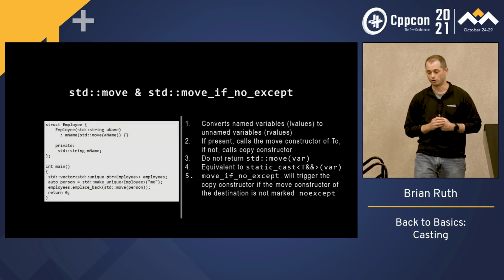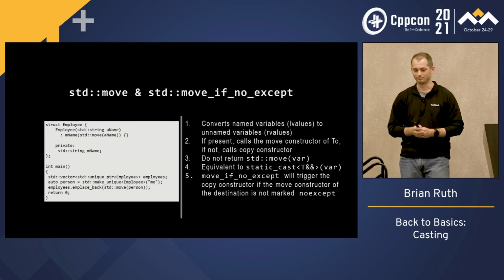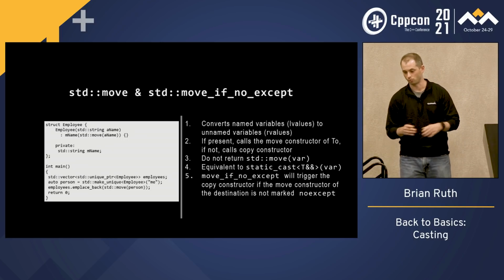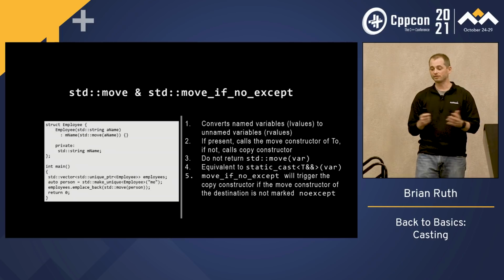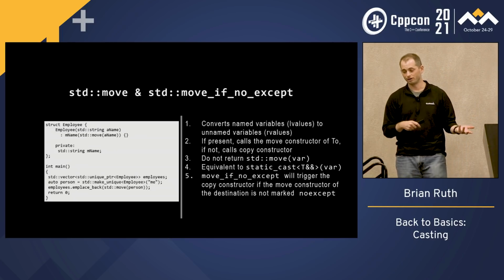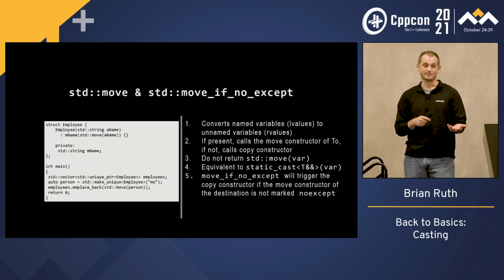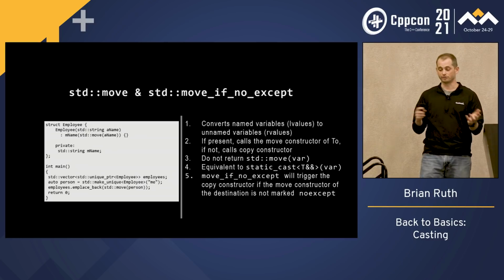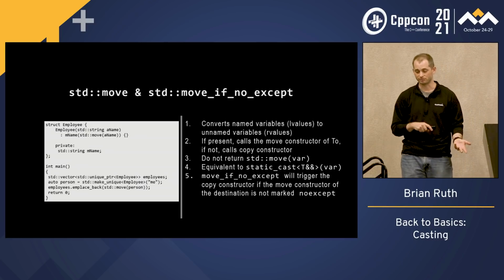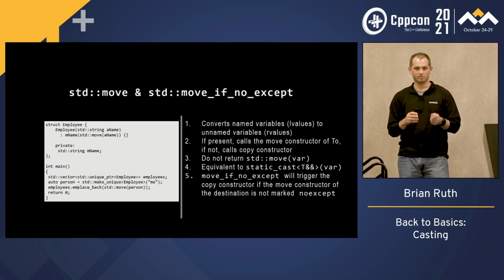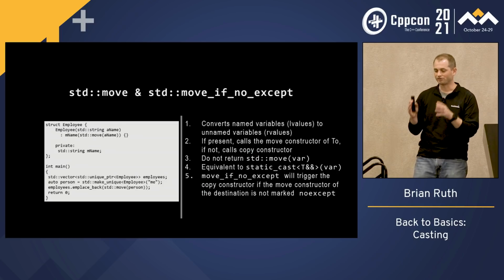std::move and std::move_if_noexcept. This again has many talks that go way deep into it, but this converts named variables, L-values, into unnamed variables, R-values. If present, it's going to call the move constructor of T, and if not, it's going to call the copy constructor.